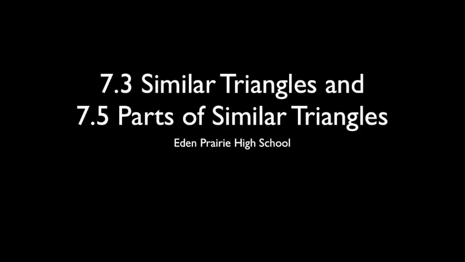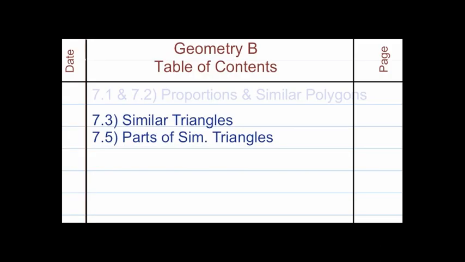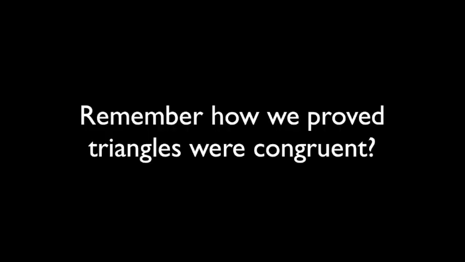7.3 is all about similar triangles, and 7.5 deals with similar parts of triangles. If you remember, when we proved triangles were congruent, we had these 5 different theorems: SSS, SAS, ASA, AAS, and HL.